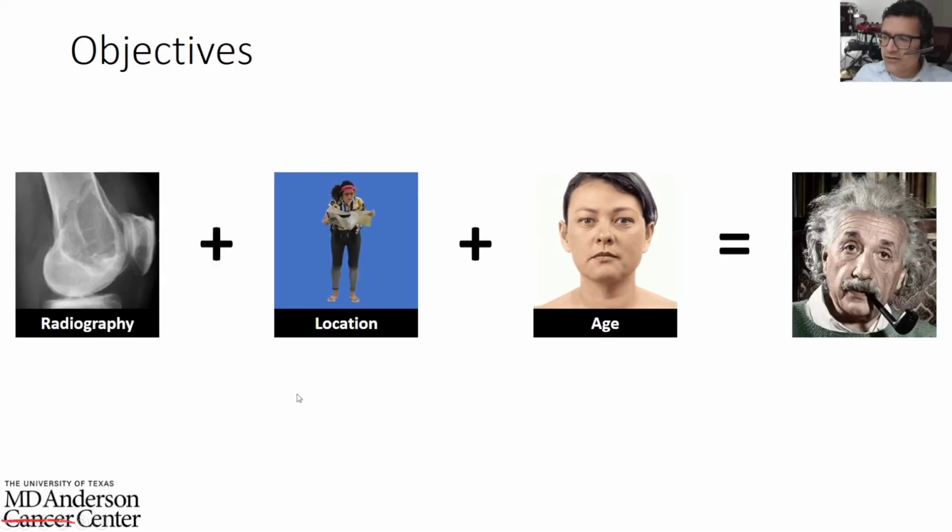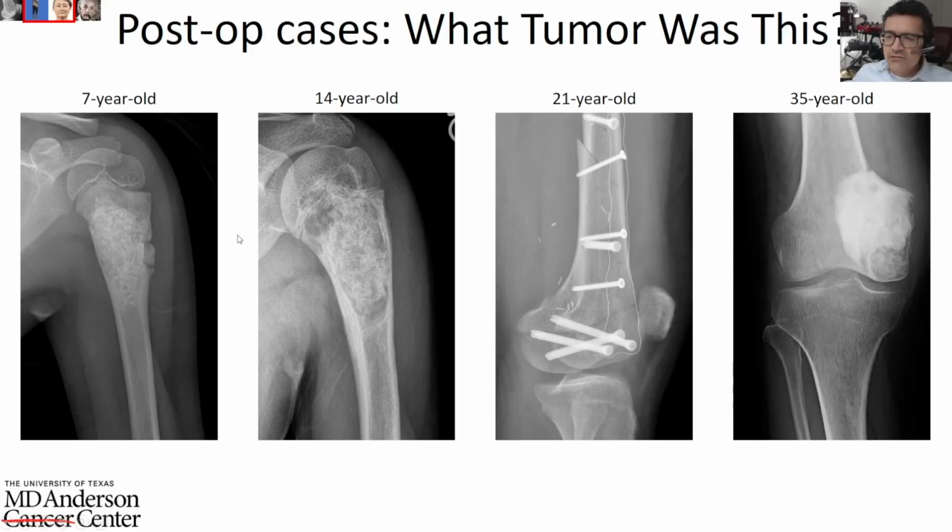All right, let's talk about location next. So location can actually be a very underappreciated and very helpful feature for narrowing down your differential. So these are 4 postoperative cases where the lesion has been completely excised, so you have zero information about what the lesion matrix looked like. All you have is actually age and location in these lesions.